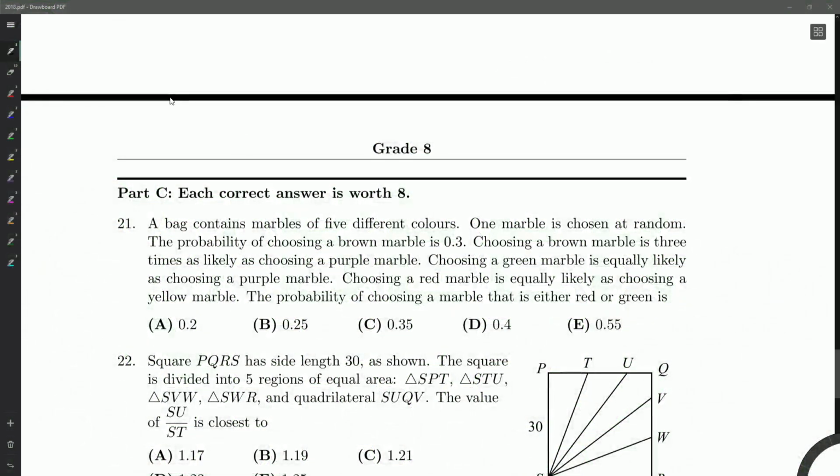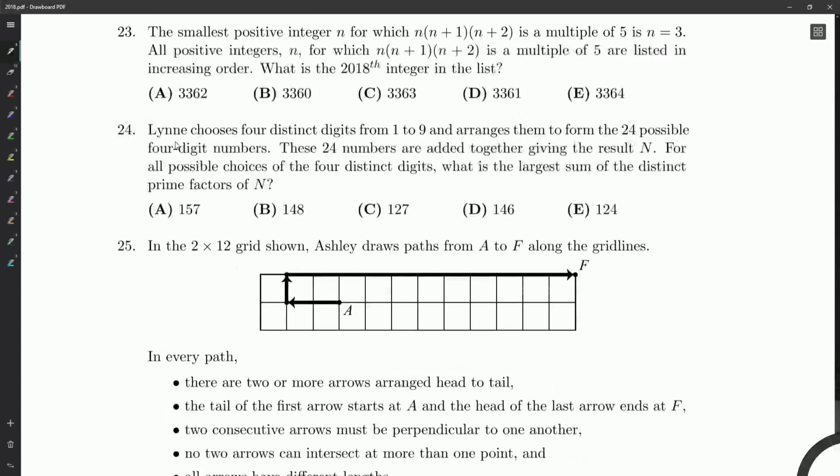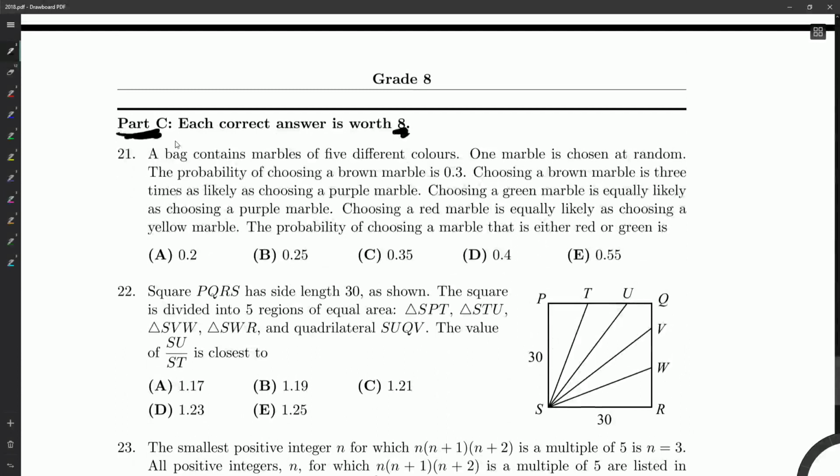Root Beer here, and I'm going to be starting Part C of the contest, the Grade 8 Gauss paper from 2018, and these questions are going to be a little harder. They are correspondingly worth a bit more. There's 8 marks on offer for each question, only 5 questions, so that's a total of 40 marks. It's not a full third of the marks, but these are going to be challenging, and we always want to do well. We always want to do the best that we can. So in this video, we're going to be looking at question 21.